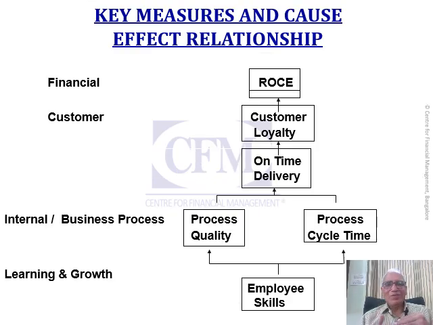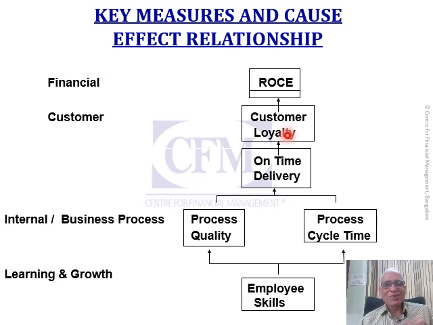Recognizing that return on capital employed is a very central objective of business enterprise, Kaplan and Norton have suggested a cause-effect relationship among four perspectives in a diagram like this. Employee skills, which reflect learning and growth, have a bearing on process quality and process cycle time. If process quality is good and process cycle time is less, the firm can effect on-time delivery of quality goods and services. On-time delivery of quality goods and services generates customer loyalty, which is very important from the customer perspective point of view.